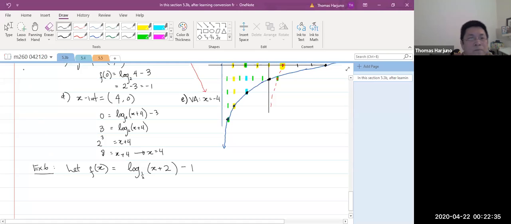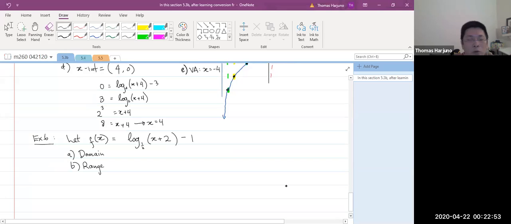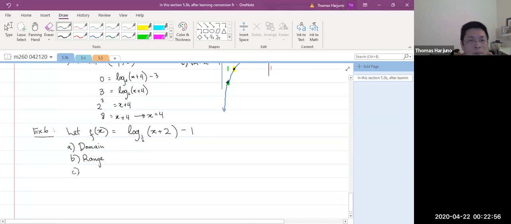Okay, try this. Of course, you need to find the domain, range. You can do those by memorization, but for x-intercept, y-intercept, you need to do some computation. And for the vertical asymptote, I think that's on the easy side. Okay, and then try to sketch the graph. Let me give you maybe 8 or 9 minutes from now.